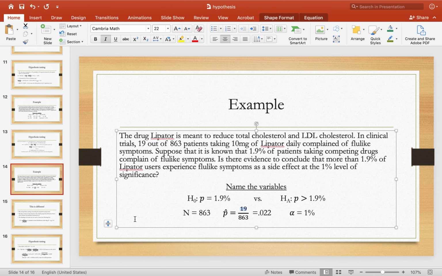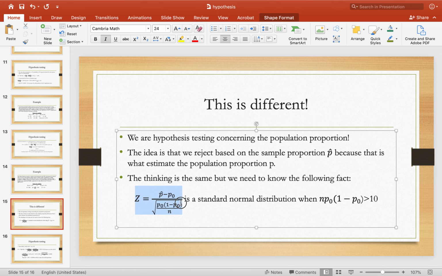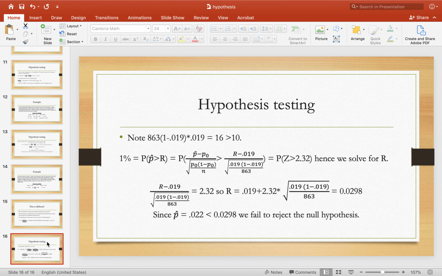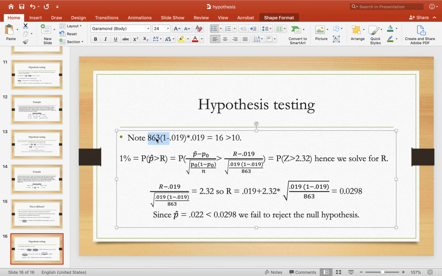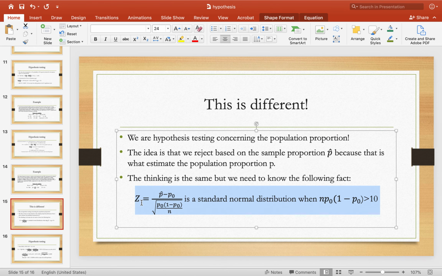So our key to calculating probability here is this fact that when I take the sample proportion minus the population proportion and I divide by this quantity, I get a standard normal distribution. And I can only get a standard normal distribution if this criteria is met. So now let's use this key fact to calculate the probability and to also test the hypothesis. One thing that I noticed is that the criteria, 863 times 1 minus p times p, is 16, plugging in the values of p under the null hypothesis, and that's bigger than 10. So I'm good to use this fact that that's standard normal.